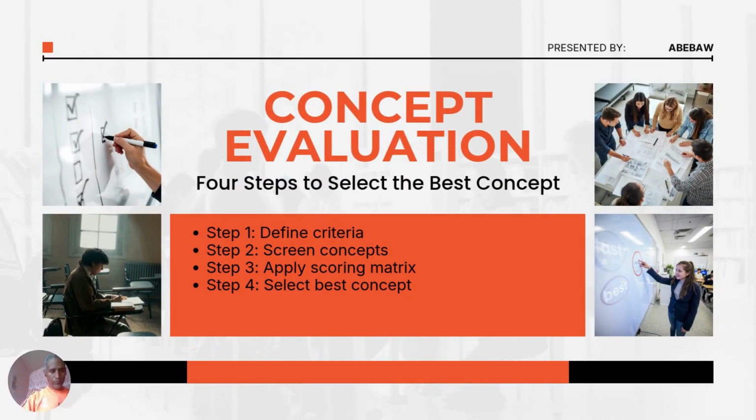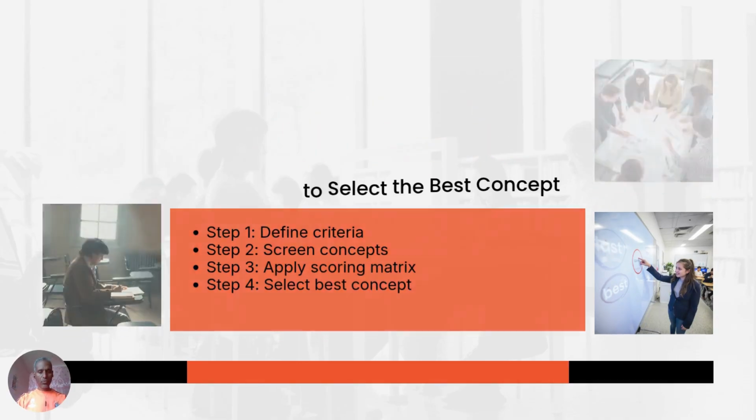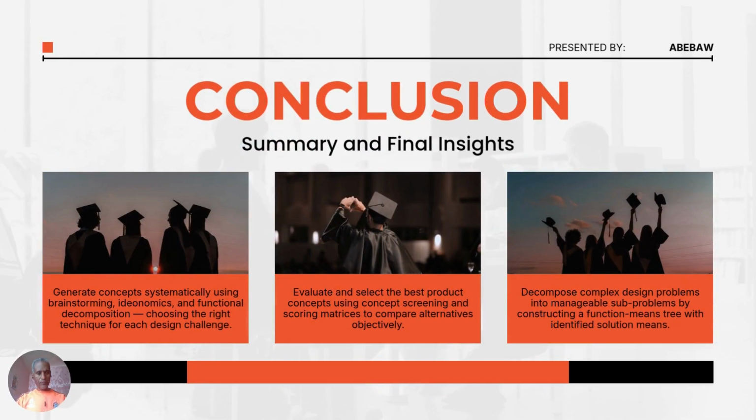So concept evaluation can generally be categorized into 4 steps. The first one, define the criteria. Of course, the criteria definitions come from the need statement and analysis from the customer perspective. Then after generating the concepts in number, screening of concepts is applied, then the scoring matrix, and at last selecting the best concept for further development.